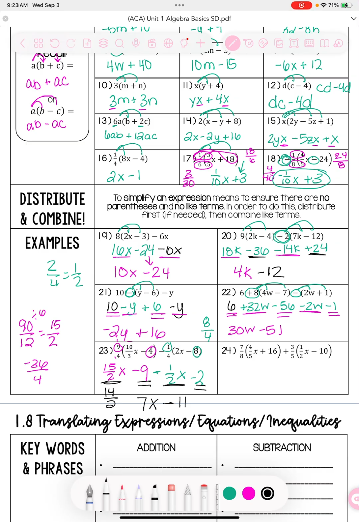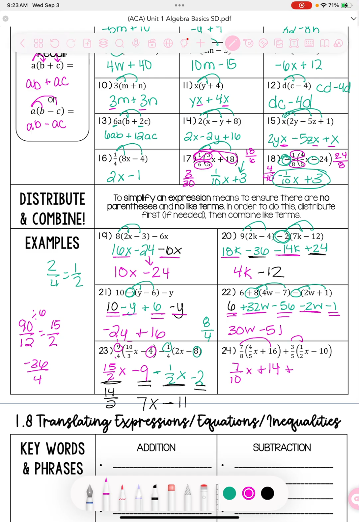Same sort of thing over here, where we're going to distribute those fractions in. Straight across the top, we're going to get 28 over 40, which is going to reduce to 7 over 10. Then when I distribute this in, I get 7 times 16 divided by 8, which is really going to give us 14.